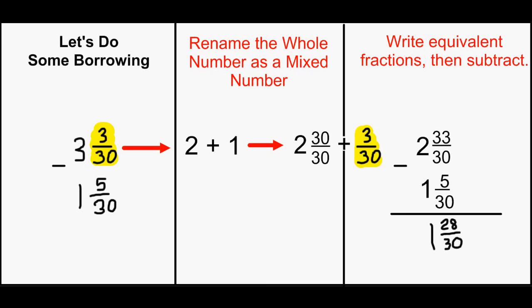There's one more step. You look at this fraction, you say 28/30, that can be reduced. So how will we reduce it? The greatest common factor for 28 and 30 is 2. So we'll divide the top number by 2 and the bottom number by 2, which will give us 14/15. Don't forget the whole number, it's part of your answer. 1 14/15.